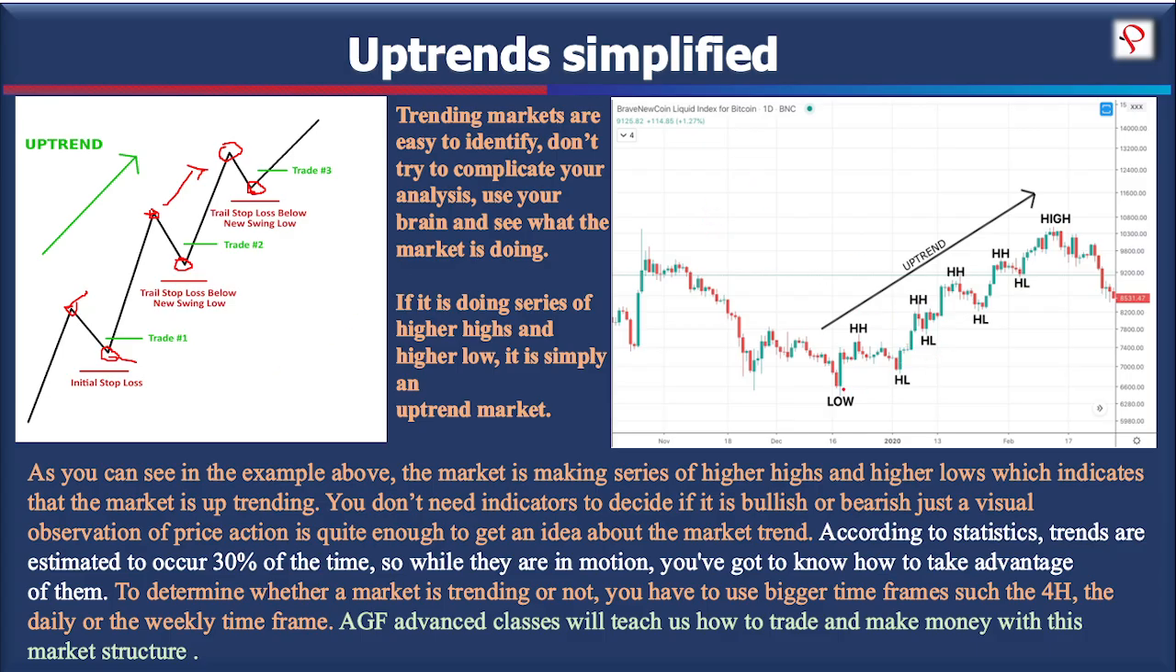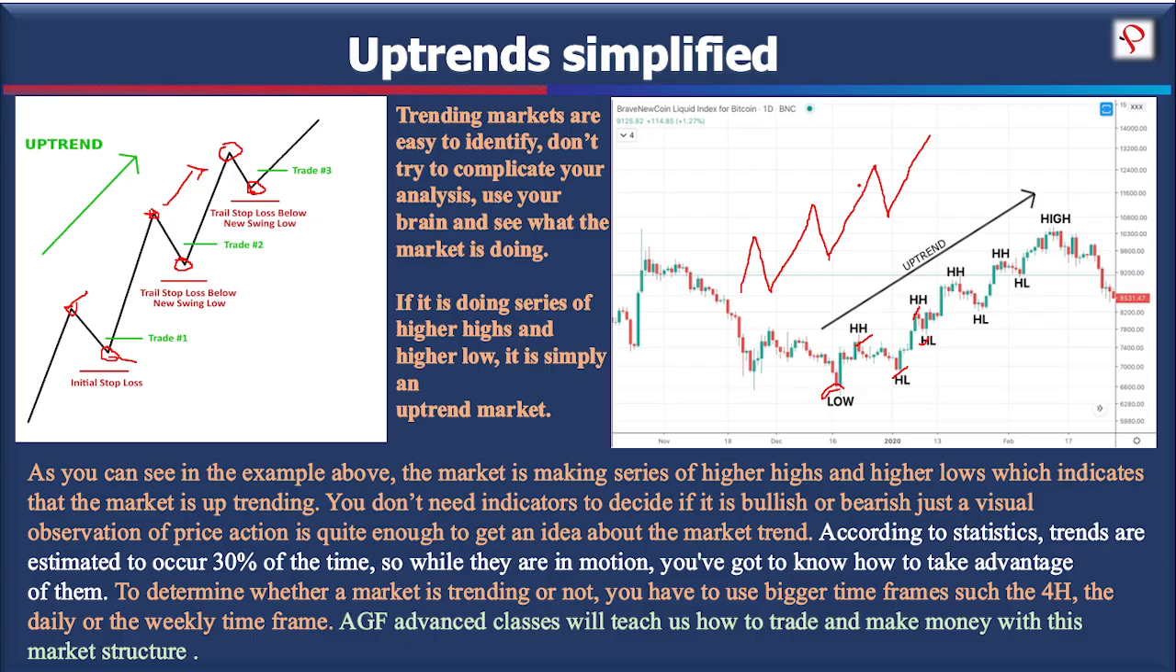For instance, you can see that the price printed a low, gave us a high, gave us a higher low. This HL means higher low, and it gave us a higher high, another higher high here, and a higher low. So with this imprint on the screen, you can see that the market is making a series of higher highs and higher lows, which indicates that the market is uptrending.